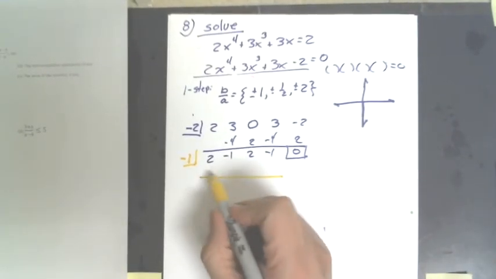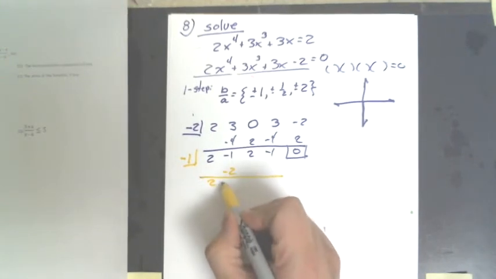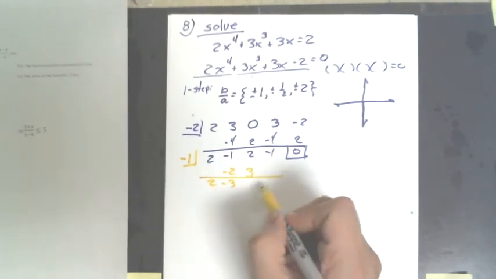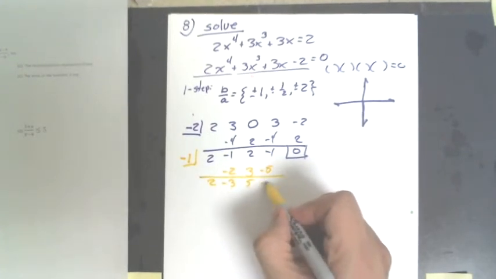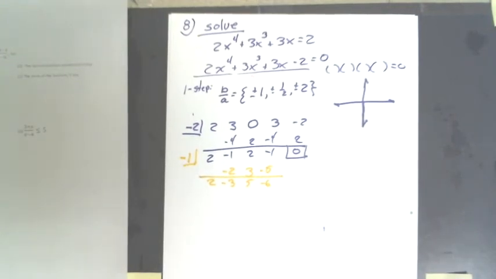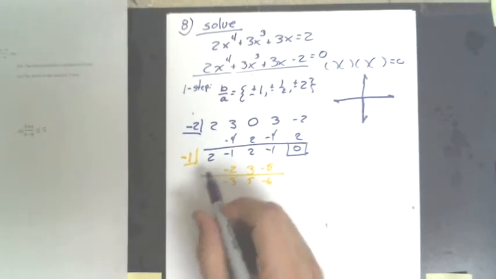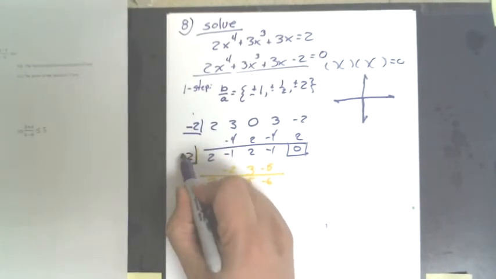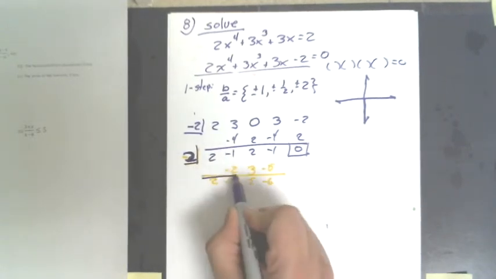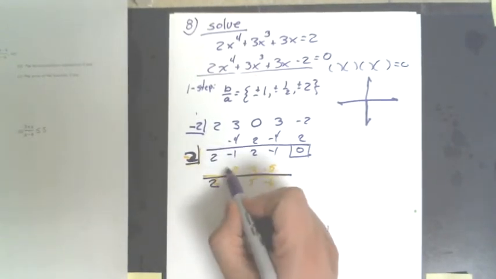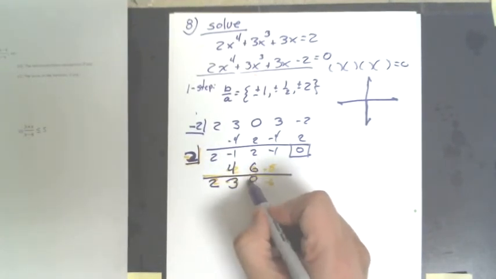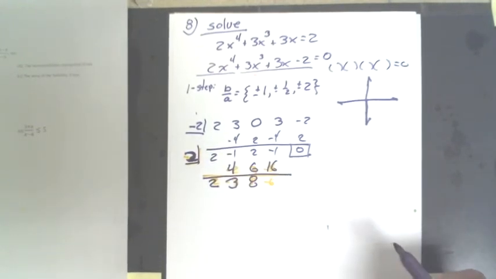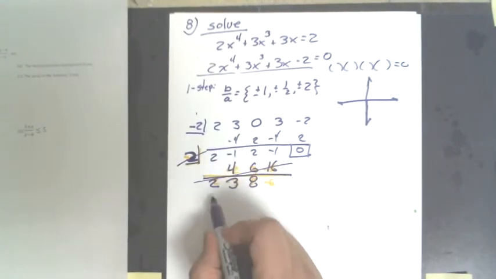So 2, negative 2, so negative 3, 3, 5. It's not looking promising. Negative 5, negative 6. Okay. 1 and negative 1 didn't work. What about 2? You want to try 2? Try a nice big positive 2 there. 2, 4, positive 3, 6, 8, 16. That didn't work. Okay, so 2 doesn't work.